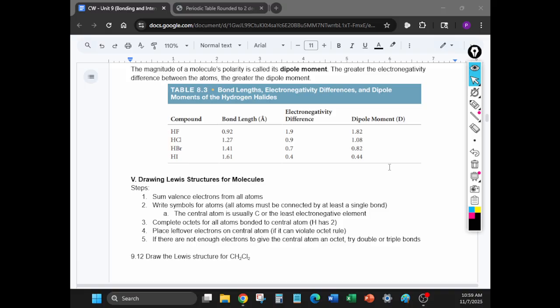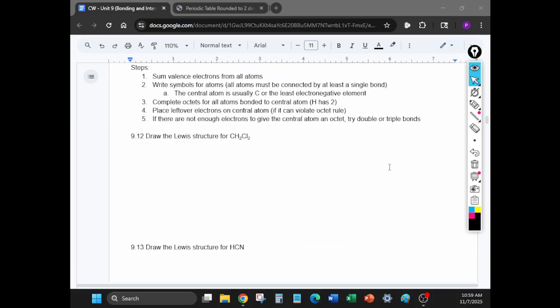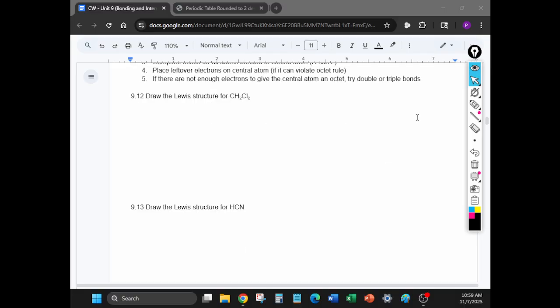Do we need to talk about this right now? No, we don't. Okay, so we are going to practice drawing a little bit. I'm going to show you the way that you can look at intermolecular forces and polarity with more complicated molecules. So I want you to draw these two molecules, CH2Cl2 and HCN, and then we'll go over them, and then we're going to look at their polarity as well.